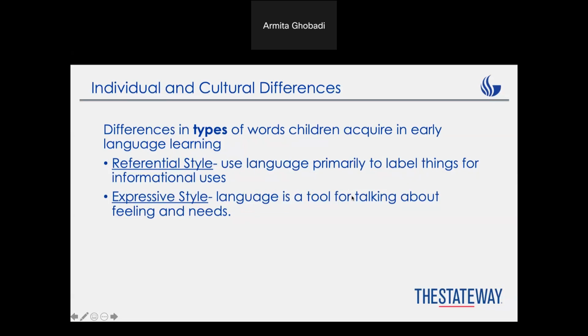We're going to talk about individual and cultural differences. There are two basic styles in early language learning in children. Number one is referential style, which means children use language primarily to label things in the environment.